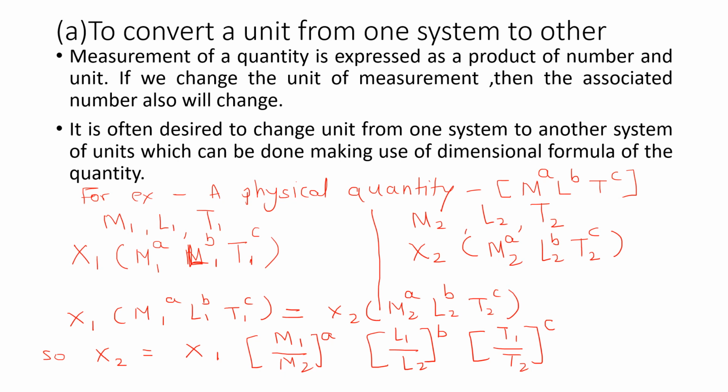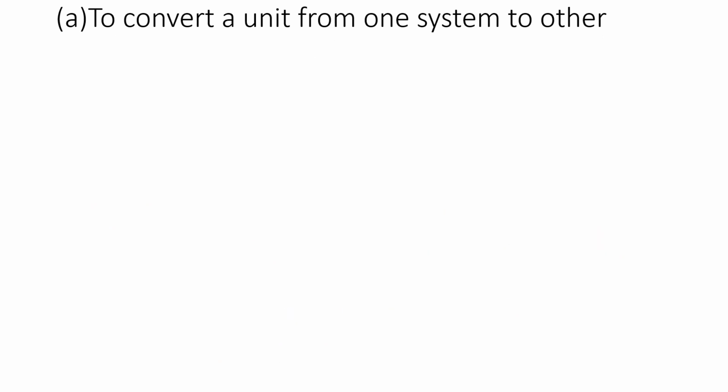So, using this formula, we can change the system of measurements from m1, l1, t1 to m2, l2, t2. What is the meaning of this? We can get the magnitude of the physical quantity in another system of measurements by using this equation. So for this, what should we know? We should know the dimensional formula of the physical quantity, which is m raised to a, l raised to b, t raised to c. Let us try to understand this with an example.